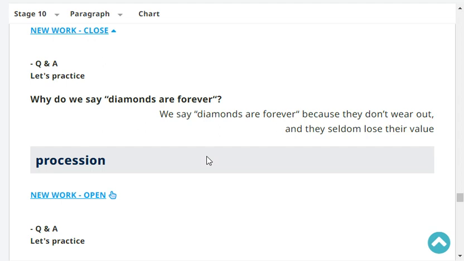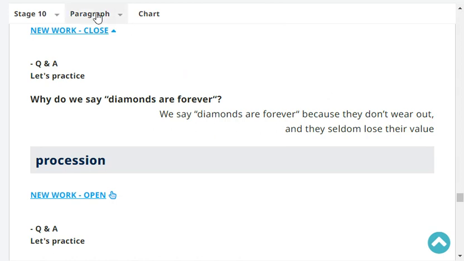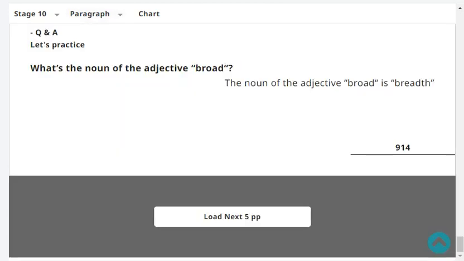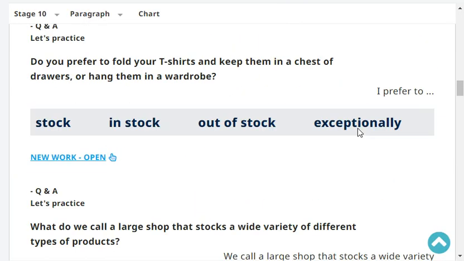Okay, so now let's move on to reading. Okay. Very good. So our reading is at stage 10, page 911. Okay, and the last head word was wardrobe. Okay, please start at page 912. Head word: stock, in stock, out of stock, exceptionally.